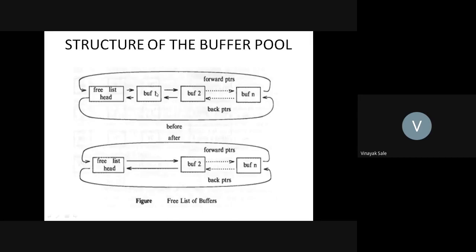Suppose I want buffer 1 for allocation to the kernel process or the process being executed, then it will be removed from that buffer free list. After removing buffer 1, the pointer goes to buffer 2 instead of buffer 1. Similarly, buffer 2's backward pointer goes to the free list, and so on. If a middle buffer is removed, the same process applies.